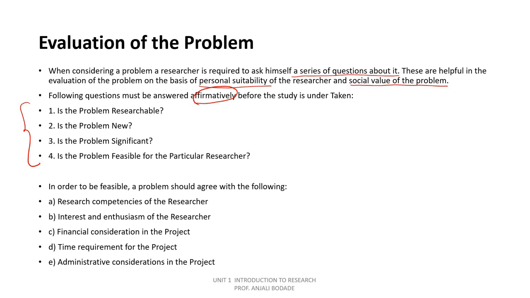So these 2 points are very important. Is the problem significant? And last, is the problem feasible for the particular researcher? In order to be feasible, a problem should agree with the following: research competencies of the researcher, of course, yes, interest and enthusiasm of the researcher.